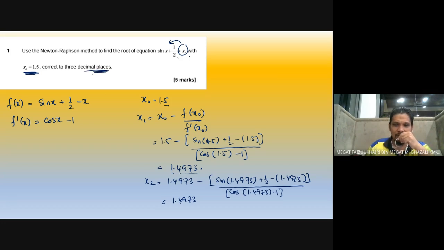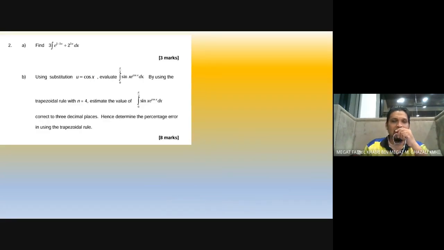The question wants us to finalize in 3 decimal places, so we make it extra 4 decimal places: 1, 2, 3, 4. And these two numbers repeat exactly the same. So the x we're looking for here is 1.497. There you go, the root is x equals 1.497. Okay, so next question.